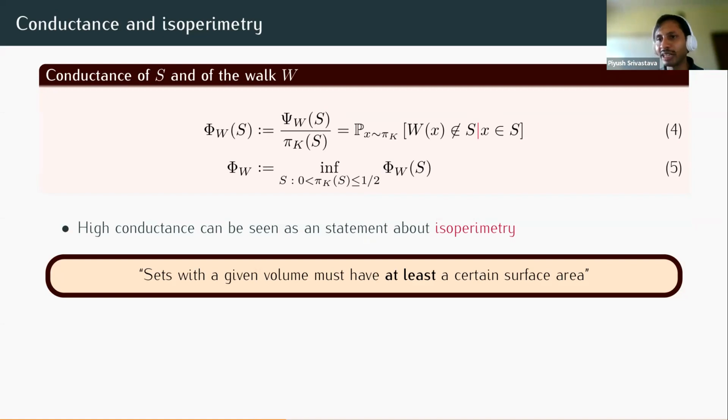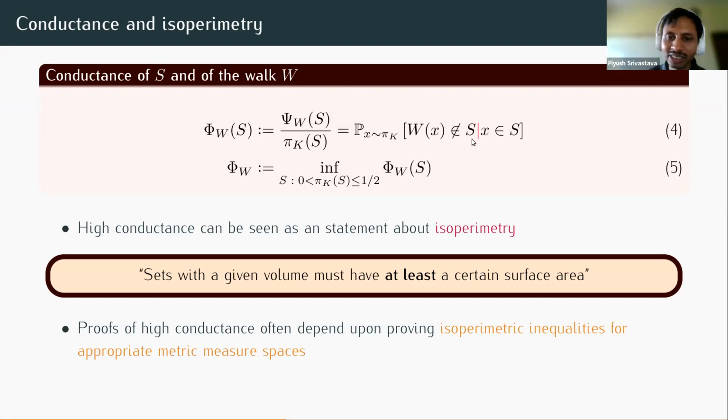So if I put a lower bound on the set's volume, and it's not too big, it has to be less than a half, then if the conductance is alpha, the surface area should also be about alpha times the volume. So this can be interpreted as a surface area statement. And this goes beyond just this. The proofs of high conductance for convex body sampling often go through an actual isoperimetric inequality for appropriate metrics, and so we'll have to do something similar here also.